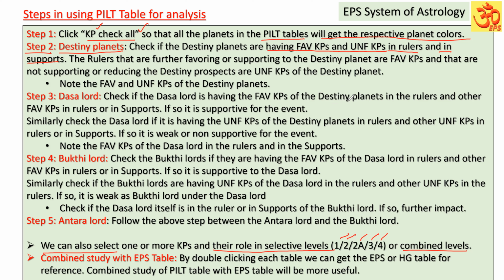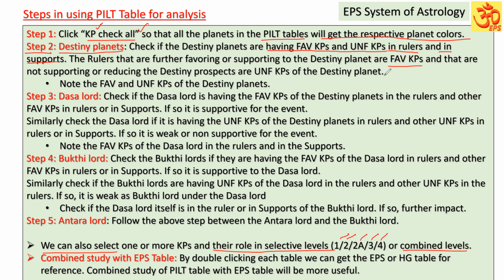And also check whether that destiny planet is under the influence of other planets in supports: conjunction, Rasi Lord, or aspect, all these things, right? Check whether the destiny planets have favorable and unfavorable key planets in the rulers and in supports. The rulers that further favor or support the destiny planet are favorable key planets, and those that are not supporting or are reducing the destiny prospects are unfavorable key planets of the destiny planet.